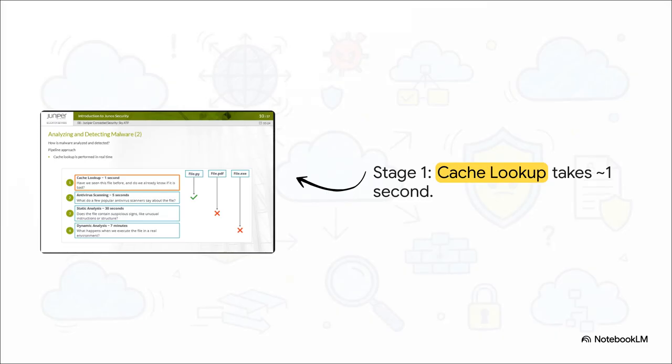Now, what's really amazing is the sheer efficiency of Stage 1. In a real-time cache lookup, which takes literally a single second, Sky ATP simply asks the network, hey, have we seen this exact file before, and do we already know if it's bad? If a known safe file matches a clean hash, it instantly gets a green checkmark. It safely passes through without needing any further reanalysis, which saves a massive amount of processing power.